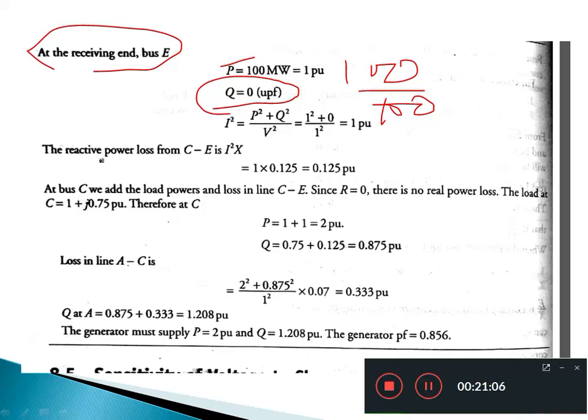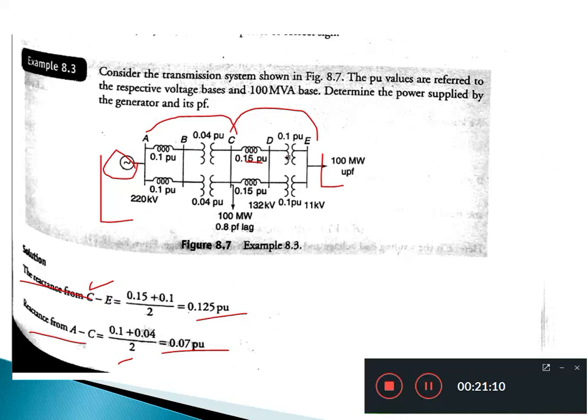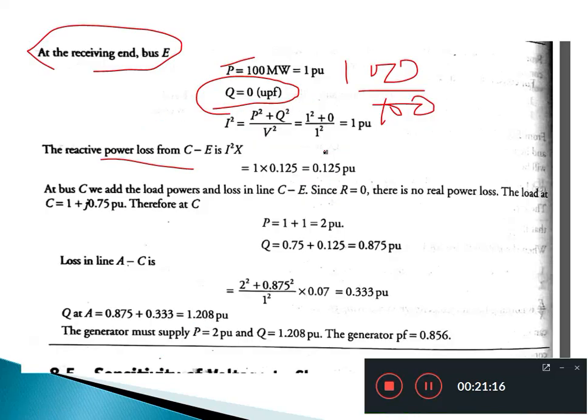Then the reactive power losses from C to E. Look at the figure, C to E. This is the way to find the C to E reactive power, that is I square X. At bus C, we add the load power and losses in the line C to E, since R is equal to 0. So there are two cases. If resistance is added to the circuit, what are the losses and what is the excitation voltage? If resistance is neglected in the real power part, what is the excitation?